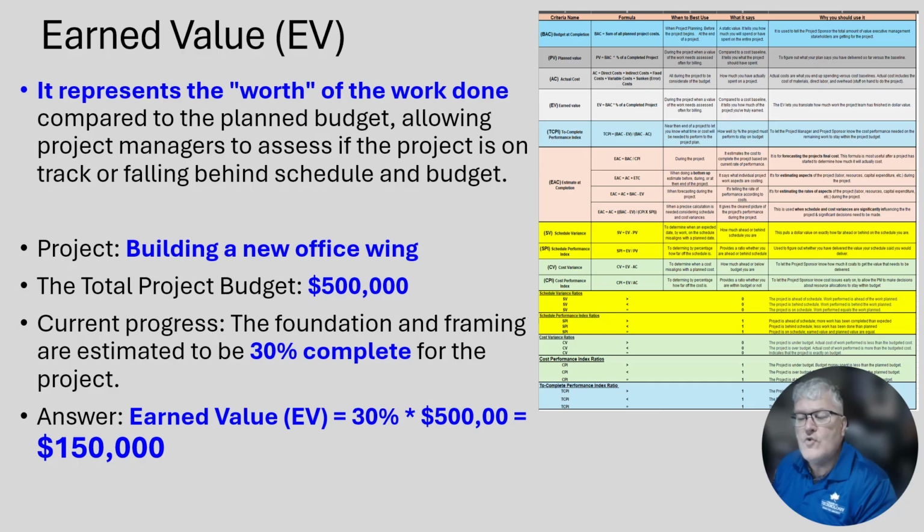We're building a new office wing onto a building. Projected budget is $500,000. Current progress is 30%. So we want to know what the earned value is. Well, considering from last time, 30% times 500,000 gives us $150,000. We looked at the earned value, and again, budget at completion times the percentage, so this formula works appropriately. Simple enough.